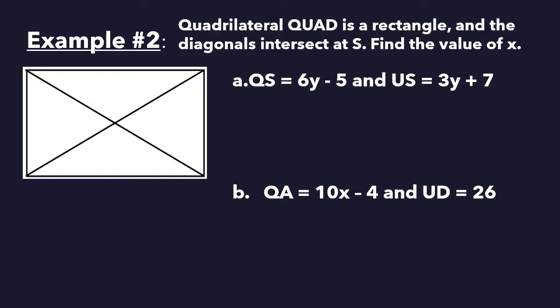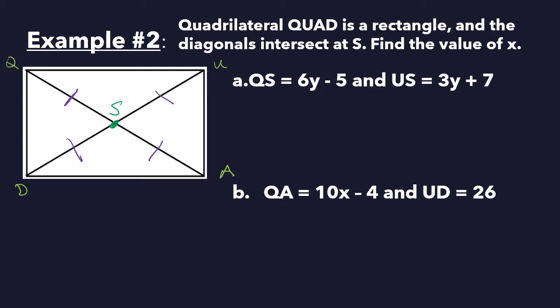We have quadrilateral QUAD, so we need to label that QUAD. And it says the diagonals intersect at point S. So we have a point S right here in the middle. They tell us that we know QS and we know US. So the thing about this rectangle is all 4 of these little pieces are going to be the same.